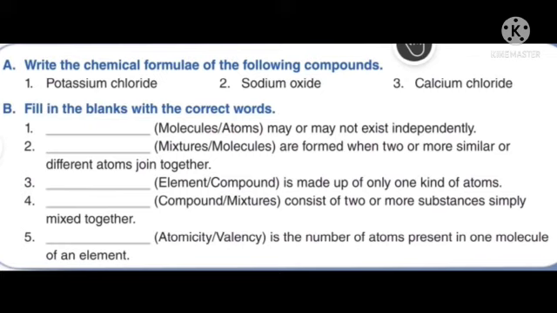Simply mixed together means mixture. Dash is the number of atoms present in one molecule of an element. Atomicity or valency? The answer is atomicity. Atomicity is the number of atoms present in one molecule of an element. I have given the answers, just write them.